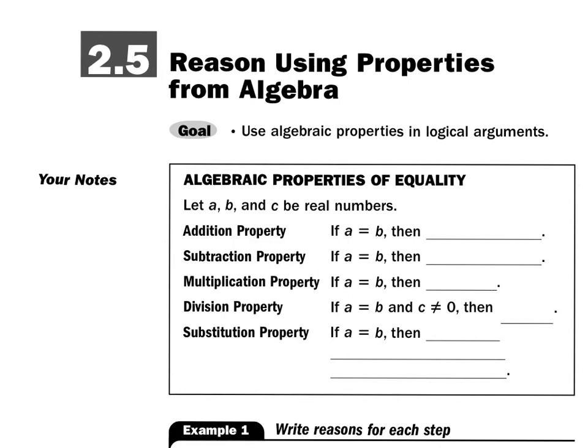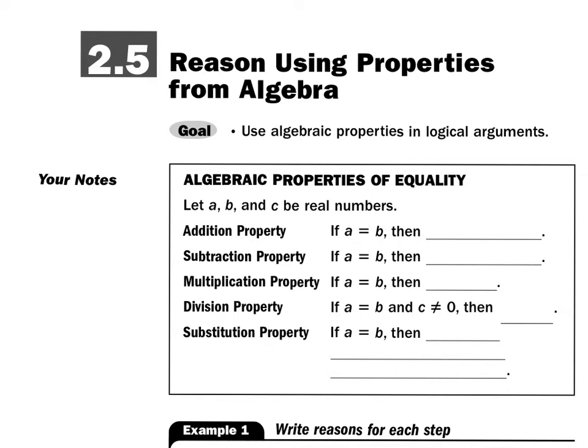All right, so 2.5, reasoning using properties from algebra. Remember, we're in logic. In logic, we're using different types of reasoning. We're using inductive reasoning and deductive reasoning. So now what we're going to do is put some reasoning behind solving equations.